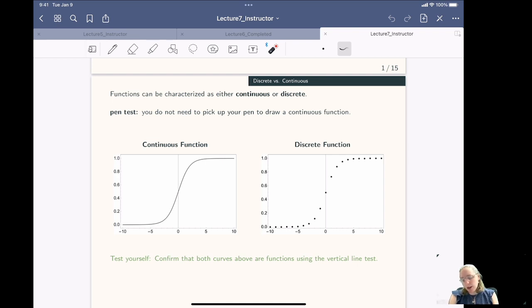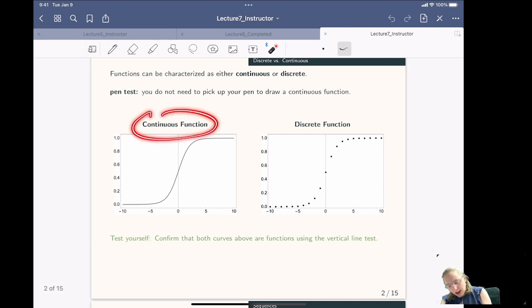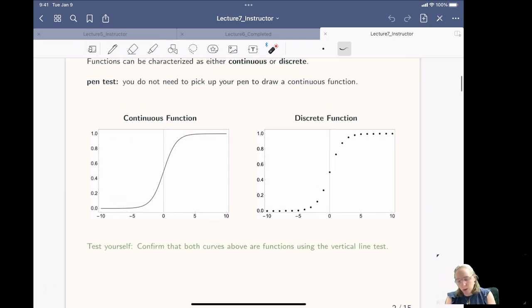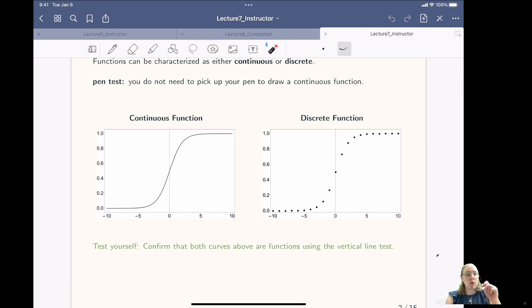Now confirm with yourself that this function over here is continuous and this function is discrete. Remember what the meaning of continuous is, that you don't have to pick up your pen in order to draw that curve. And then over here, we're going to use a discrete function where we have to pick up our pen in order to draw it. So we plot point by point by point.